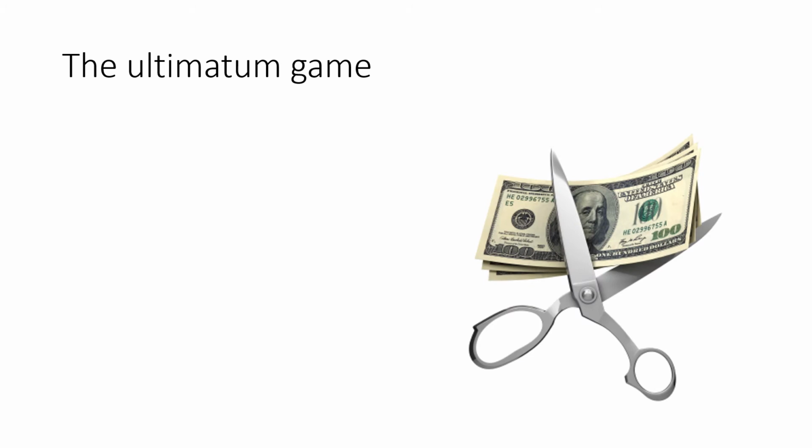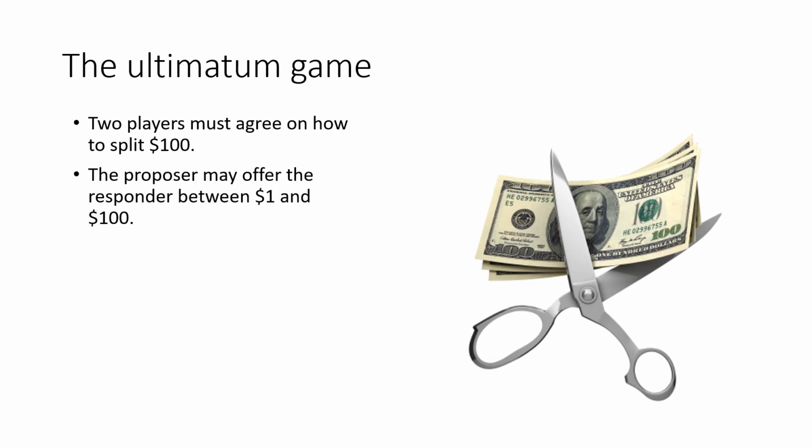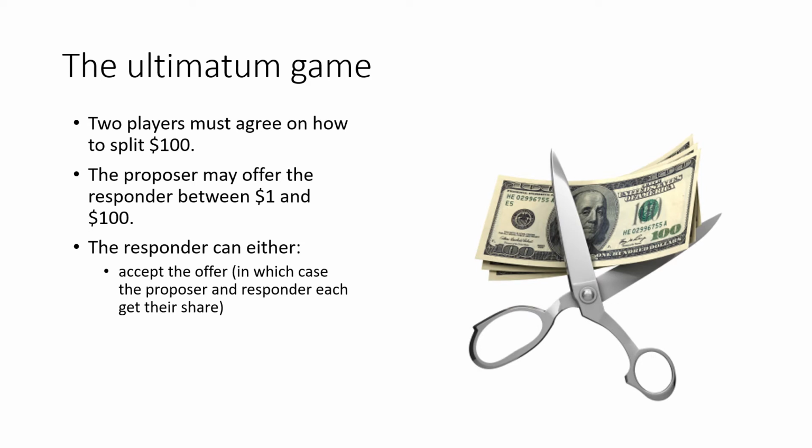In an ultimatum game, there are two players who must agree on how to split $100. The proposer may offer the responder between $1 and $100. The responder can either accept the offer, in which case the proposer and responder each get their share, or reject the offer, in which case neither player earns anything.